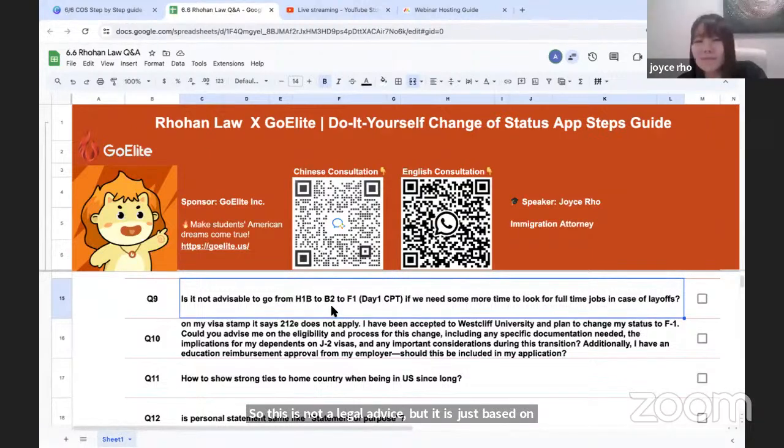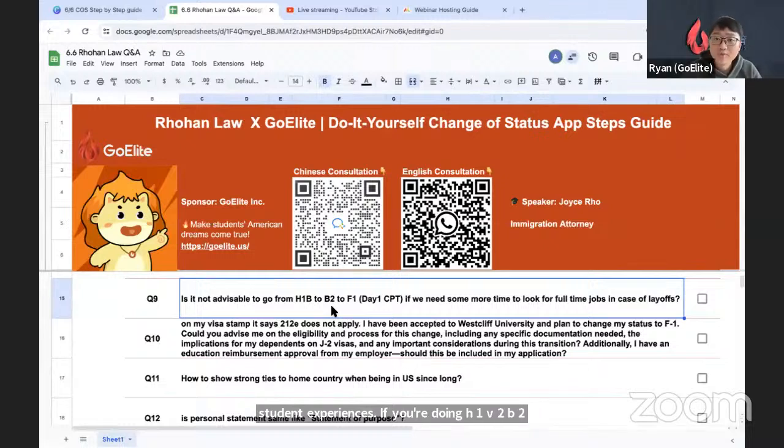If you're doing H1B to B2, wanting to have more time to find a job, that is totally okay. But B2 is unpredictable in terms of when you are going to get approved, because once you have the B2 visa, you are under visitor status. And if you want to work again, a B2 visa doesn't allow you to work. You can't do CPT or anything like that. So always keep that in mind for your consideration.